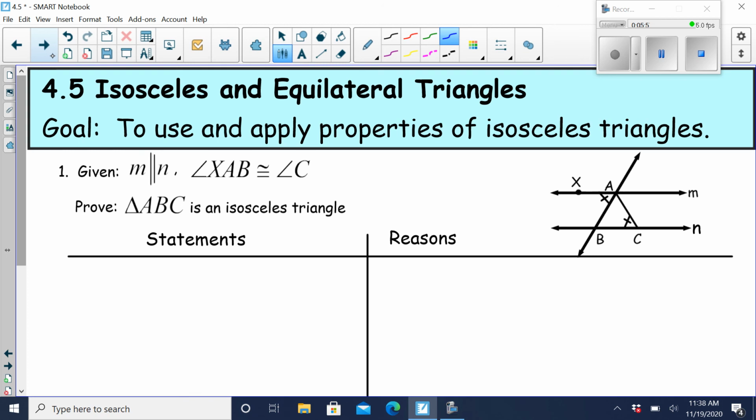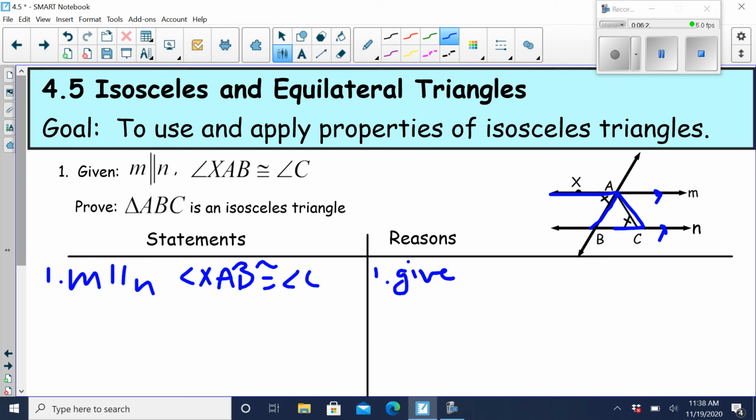Okay, getting to a proof here. So it says M is parallel to N. I'm going to mark that on my diagram with those arrows. And then from there it says angle XAB is congruent to angle C, which they have marked for us on our diagram. We're going to write it in. So M is parallel to N. Angle XAB is congruent to angle C. And my reason, this is the given.